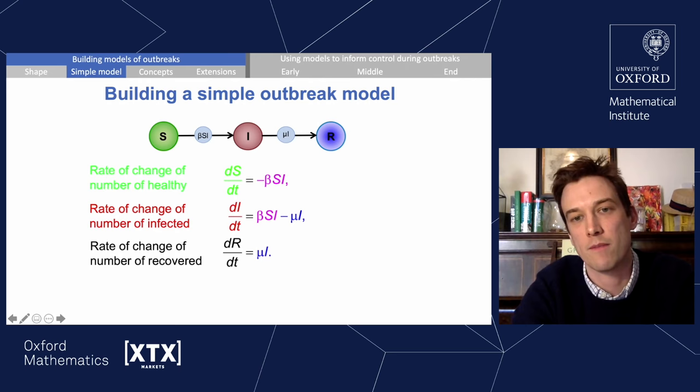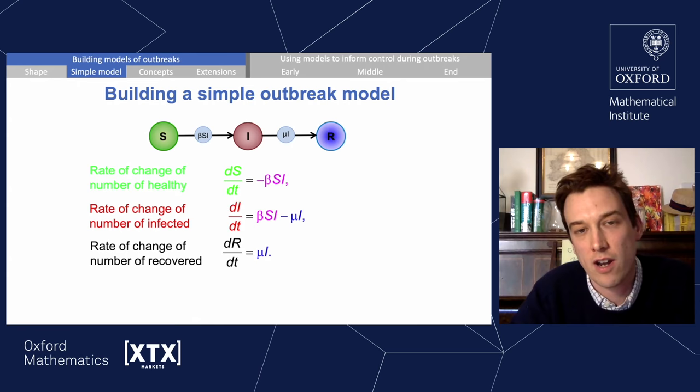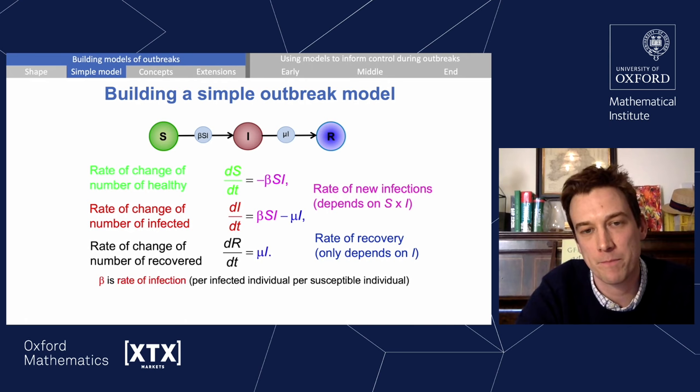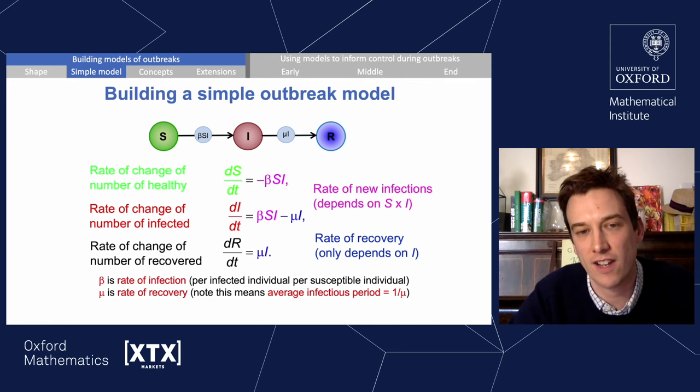Okay, so this is the SIR model. Again, we've got three equations this time: the rate of change of the number of healthy susceptible individuals, the rate of change of the number of infected individuals, and the rate of change of the number of recovered individuals. We can write down the rate of new infections, which is the pink term, that depends on S and I, and we can write down the rate at which infected individuals recover and become immune. That's this mu I. And so now we've got two parameters. We've got beta, which governs the rate of infection, and a new parameter, mu, which governs the rate of recovery. It's the rate at which infectious individuals recover.